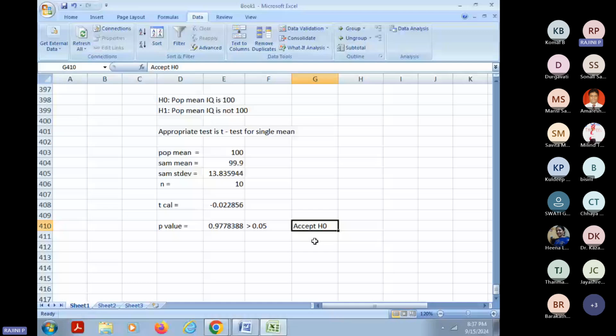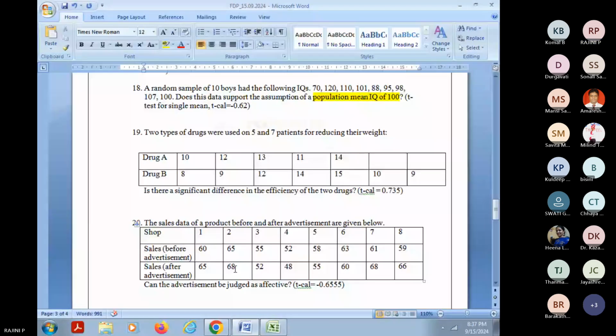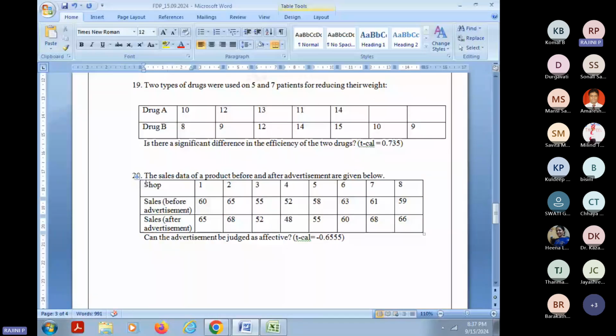And now you just go for the next question. So just see, this is the data we are having. Two types of drugs were used on 5 and 7 patients for reducing their weights. Drug A used on 5 people, drug B used on 7 people, different people in both. Now you need to check, is there a significant difference in the efficiency of the two drugs?